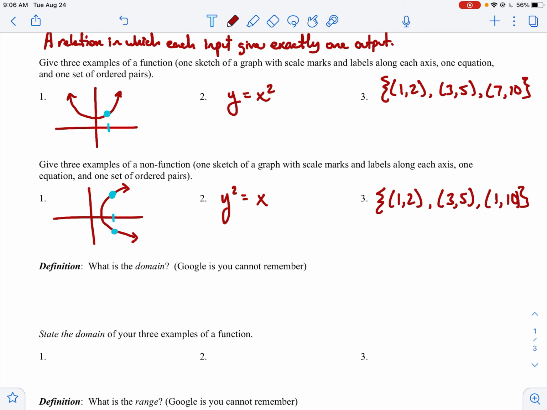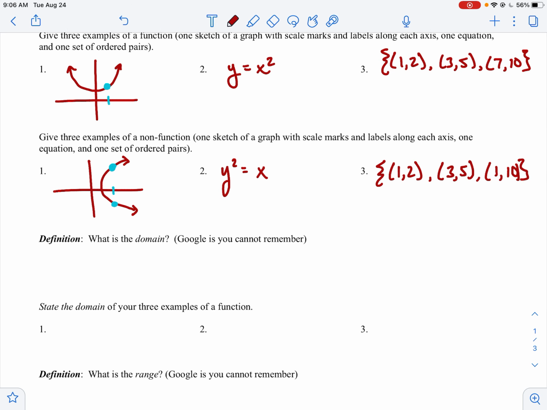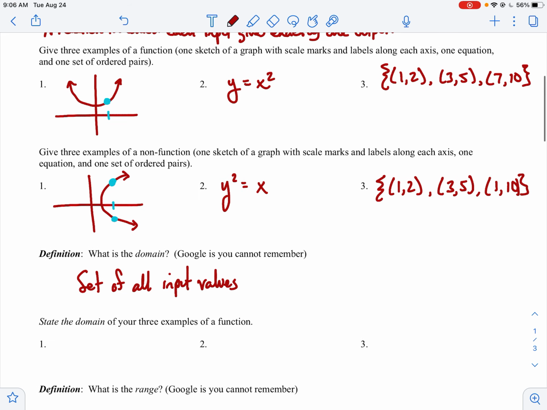And so if I were to say, what's the domain? Then the domain is the set of all input values. That's all the domain is. So it's everything you're allowed to plug in. So if I look up here to number 1, it says, can you state the domain of your 3 examples?